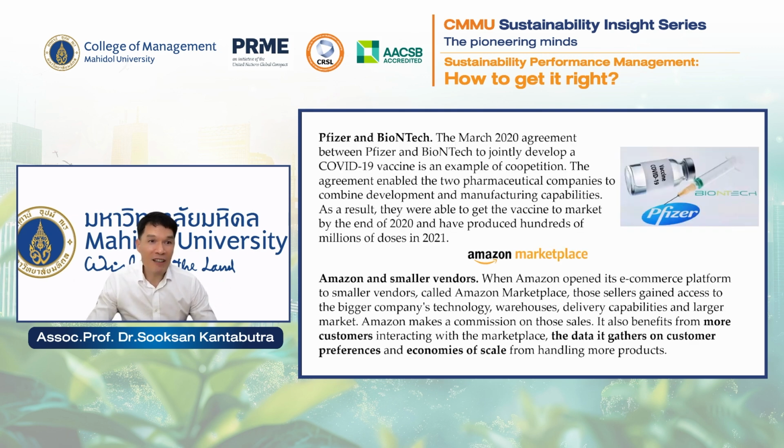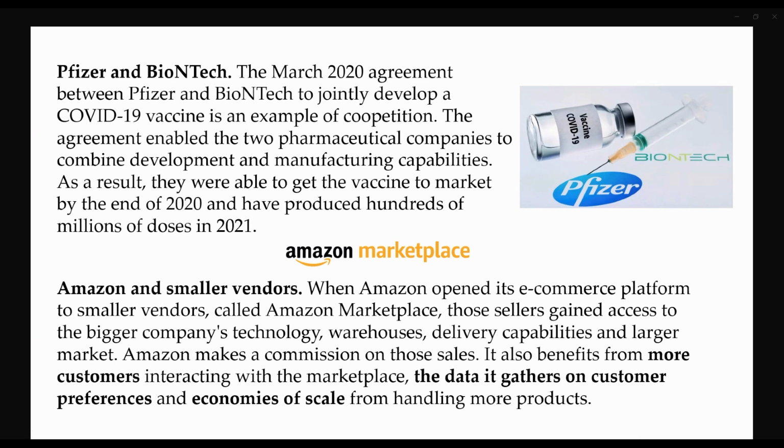These are examples. So this is an example of BioNTech and Pfizer. In March 2020, there was an agreement between Pfizer and BioNTech to jointly develop a COVID vaccine, because each of them alone wouldn't have the capacity to produce a large amount of vaccine. So they worked together, and working together allowed them to combine development and manufacturing capabilities. As a result, they produced more vaccine, and that increased market share. So that is a very good example.